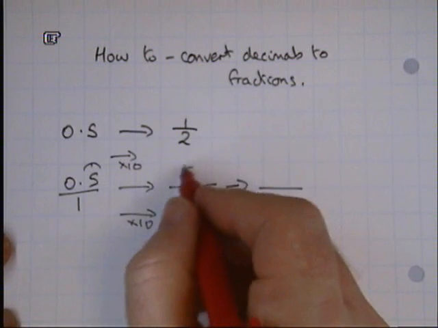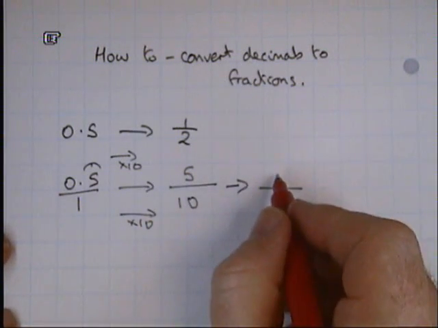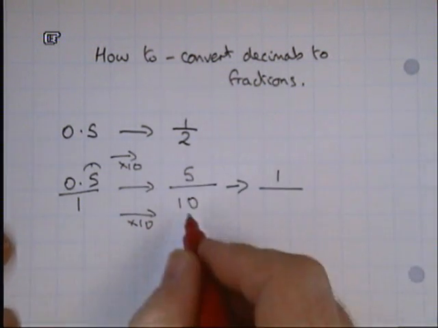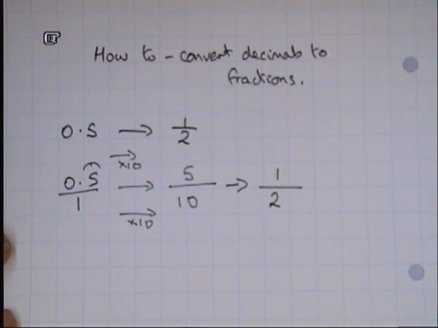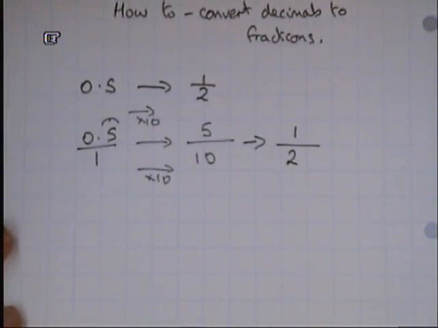Well, we can divide both 5 and 10 by 5. 5 goes into 5 once, 5 goes into 10 twice. So we've got the answer 1/2. Okay, as expected. And this method works for all fractions.